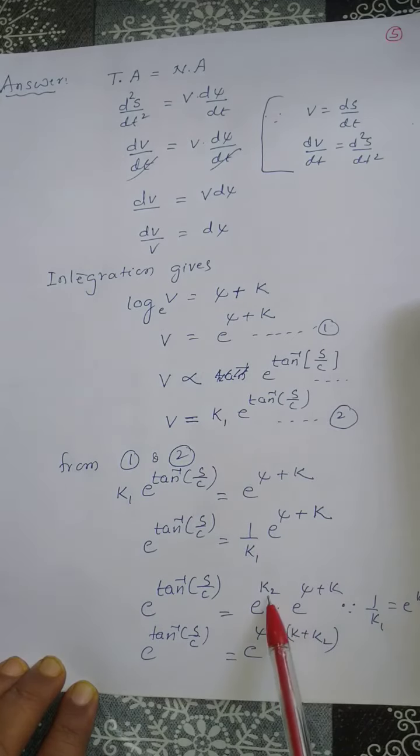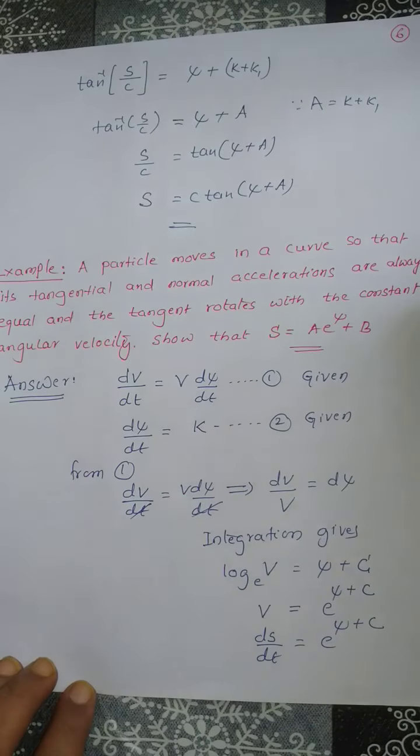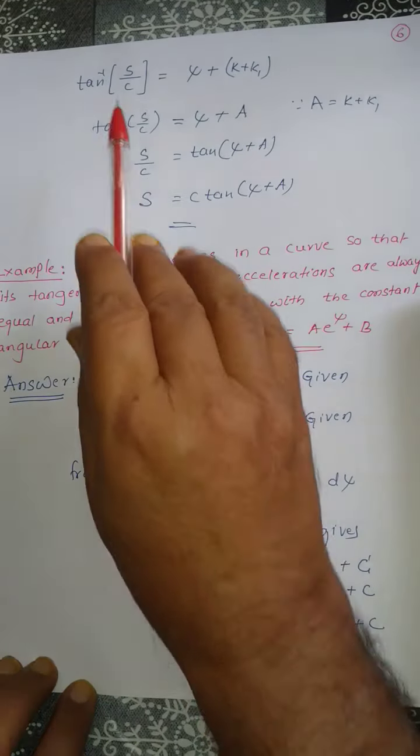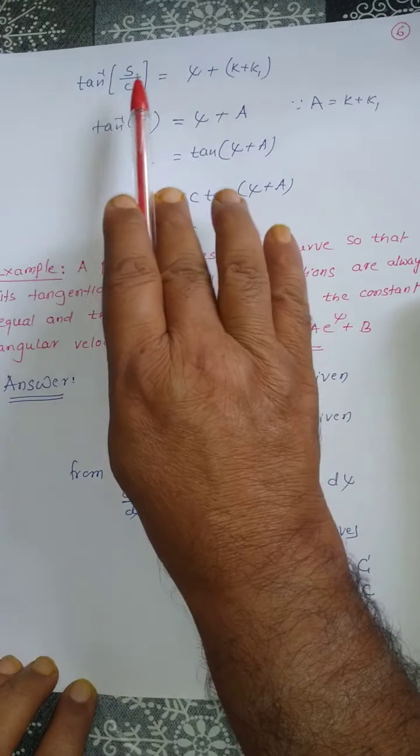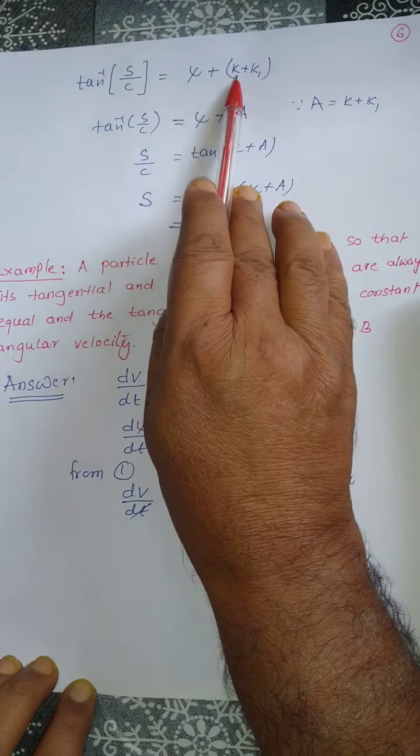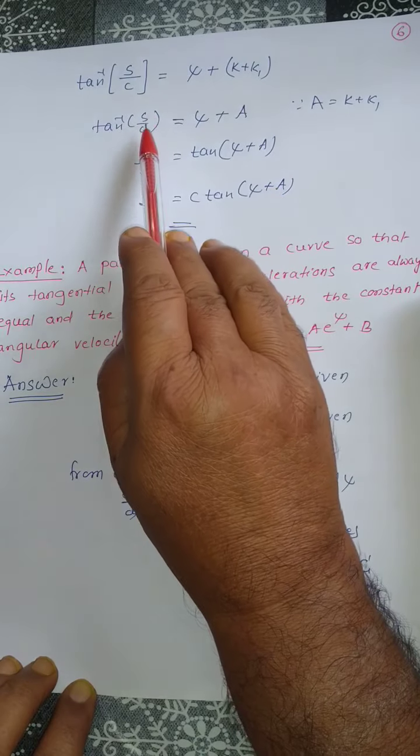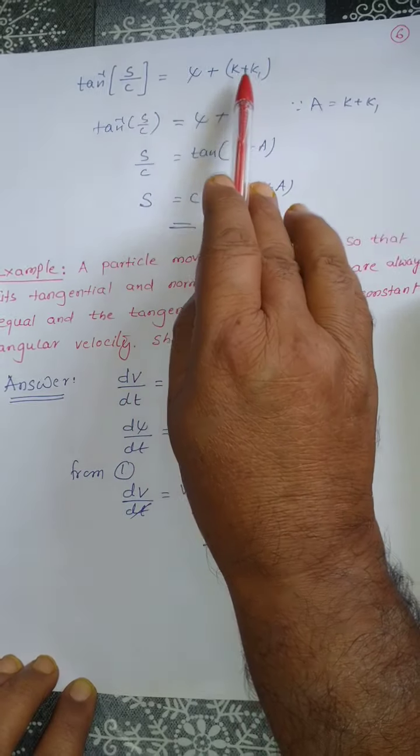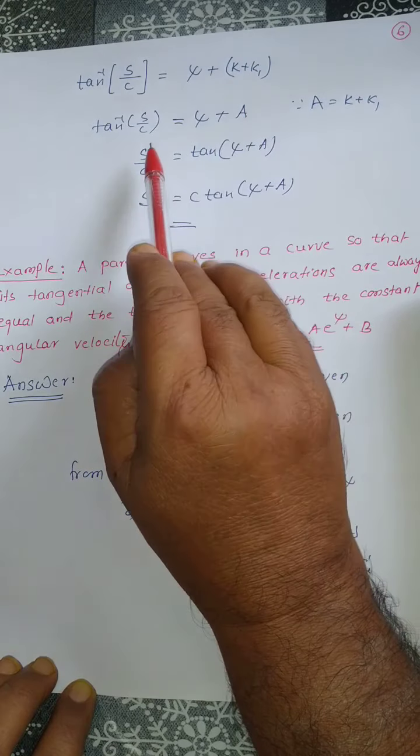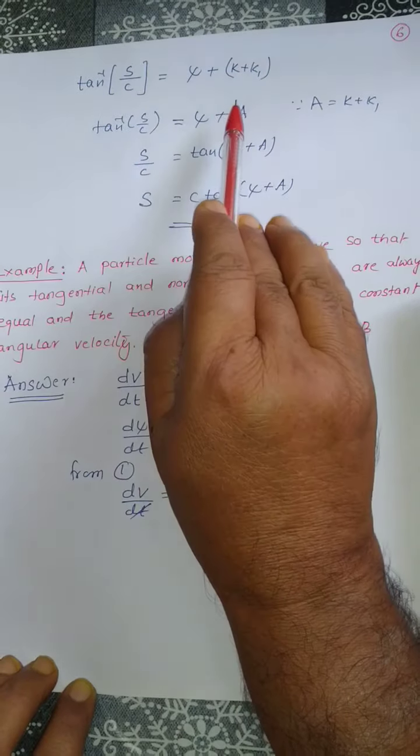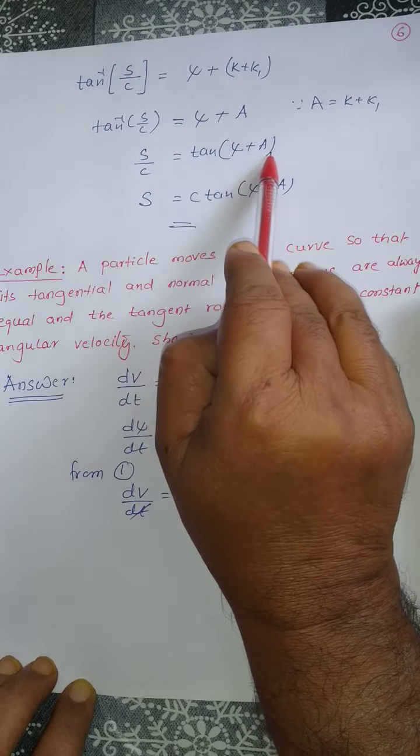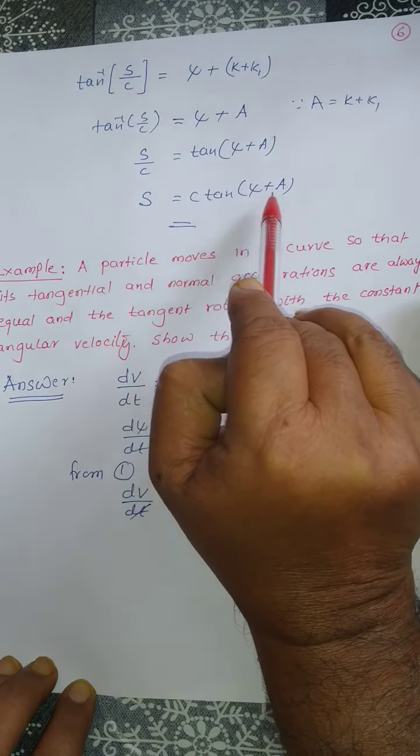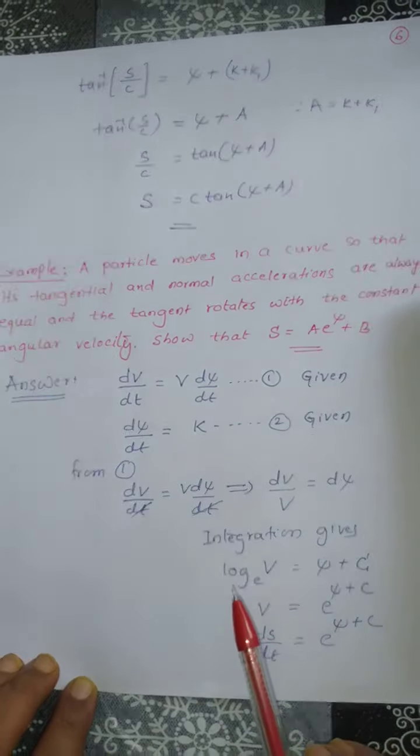By the theory of indices, you add these. So e raised to tan inverse s by c equals e raised to psi plus k plus k2. Remove that e on both sides, equate the power of e. So tan inverse s by c equals psi plus k, where k plus k2 is taken as a. So s by c, taking tan inverse to the RHS, equals tan psi plus a. So s equals c tan psi plus a. So this is the answer.